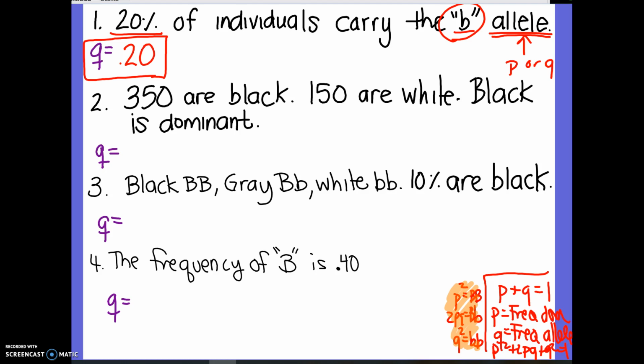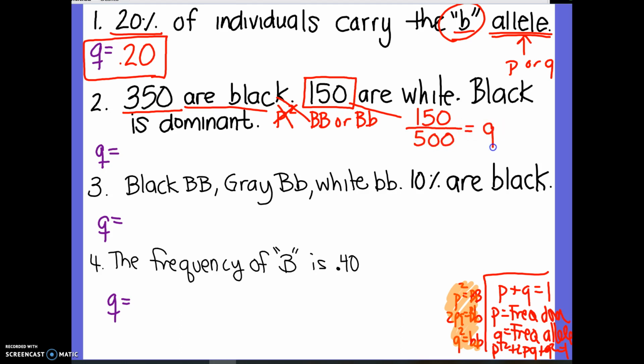All right. So here's our second one. 350 are black. 150 are white. Black is dominant. Now, they do this on purpose to throw you off because people will assume that if 350 are black, that must be P squared. The problem is, since black is dominant to white, black ones could be homozygous or they could be heterozygous. What we do know, since white is recessive, is that our 150 that are recessive have to be purebred little b, little b. And therefore, 150 over our total of 500 would be Q squared.